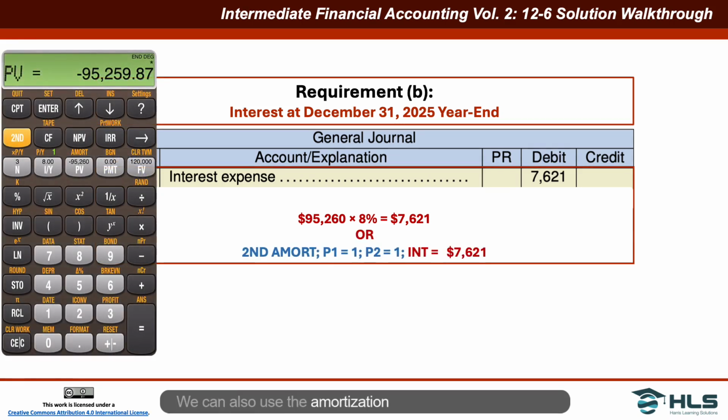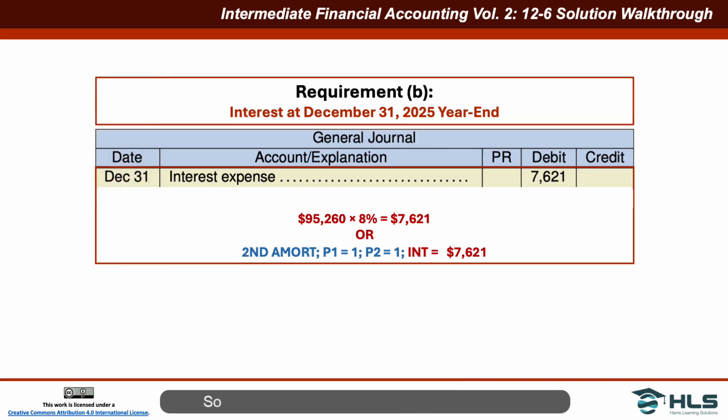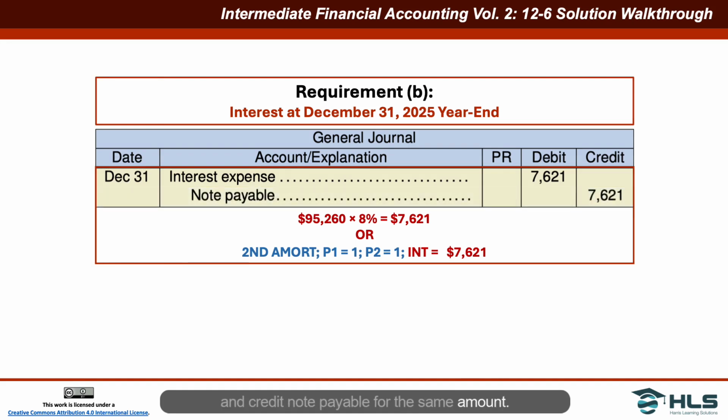We can also use the amortization feature of your calculator. So if you press the second function key and then amort, which is written above the PV key, and for P1, press 1 and then enter, press the down arrow, and for P2, type 1 and press enter. And then if you press the down arrow again, you'll see that there's a balance. Press it again, you'll see PRN equals 7,621, and press the down arrow once more, and you'll see INT equals 7,621. In this case, because the note is a zero interest note, the amounts of the interest and the principal are the same. So we're going to debit interest expense for 7,621 and credit note payable for the same amount.